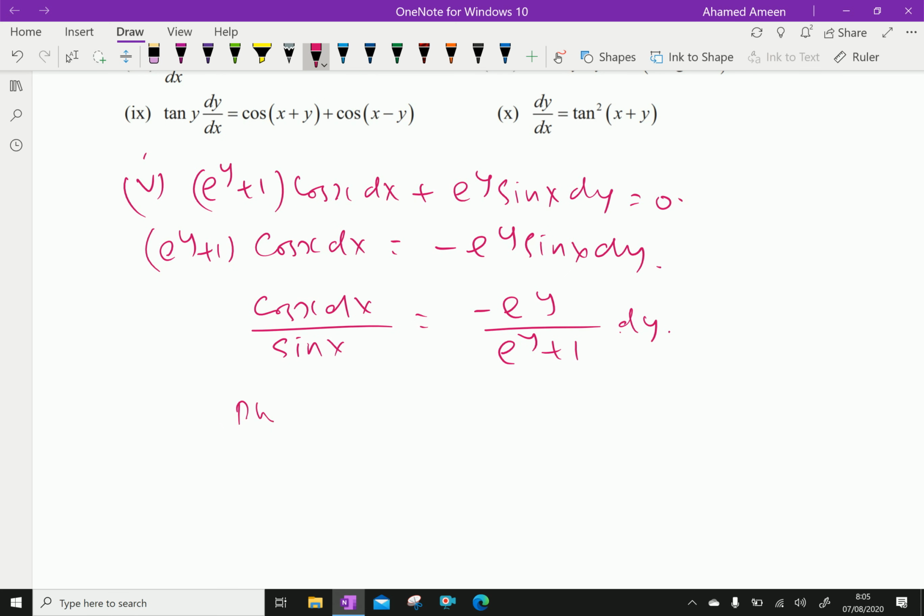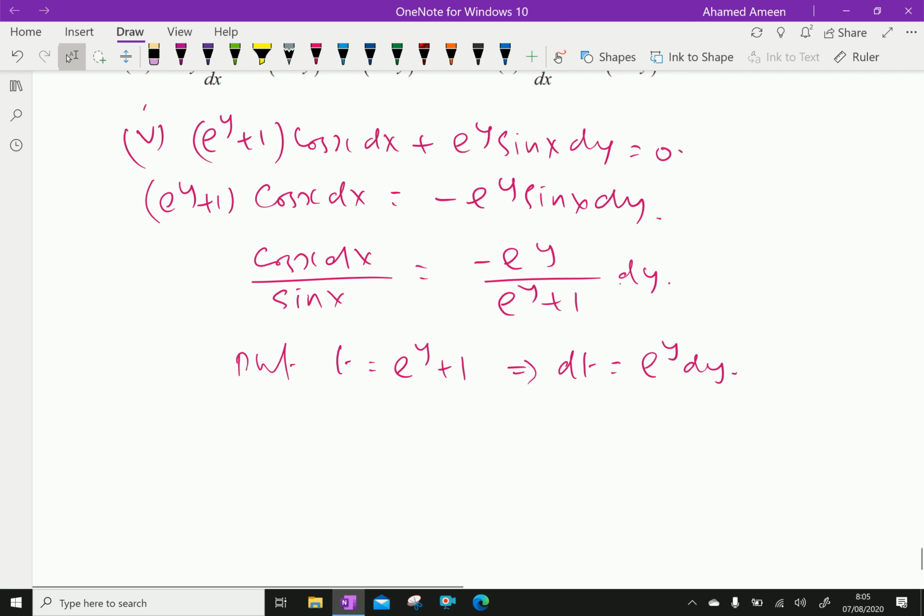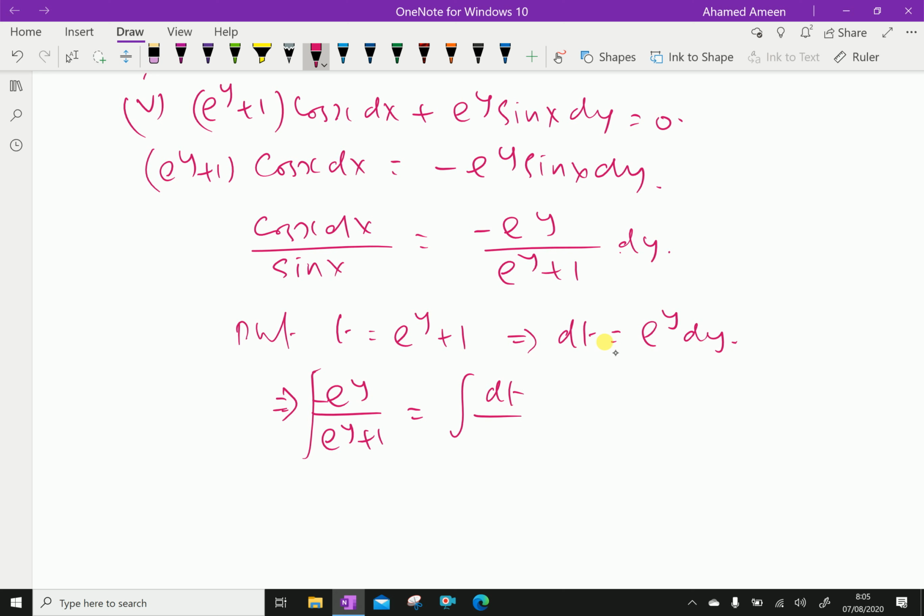Now put t equal e power y plus 1. Here put t equal to e power y plus 1. Therefore you can write dt, differential of t, equal e power y dy. Now therefore, we can write for that the integral of e power y over e power y plus 1 is integral of dt over t, which is equal to log t, which is log of e power y plus 1.